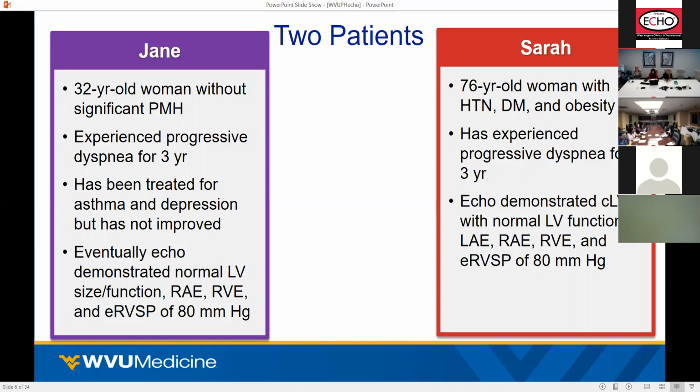And you have Sarah. She's a 76-year-old lady with hypertension, diabetes, and morbid obesity. She also has had shortness of breath for 3 years. Her echo shows an RVSP of 80 as well, but it demonstrates concentric left ventricular hypertrophy, normal LV function, left atrial enlargement, and also right atrial enlargement and RV enlargement. So although both have significant pulmonary hypertension on echo, the morphologies on their echoes are different, and also their history. One's 32 years old and one's 76 with a lot of HFpEF risk factors. So we'll dive into that in just a moment. Next slide.